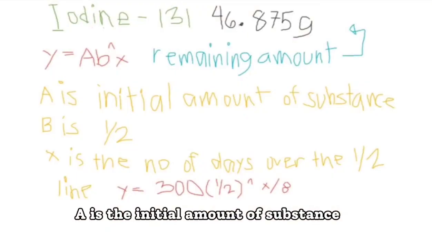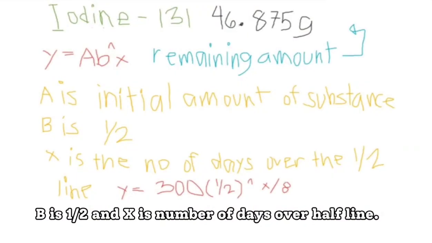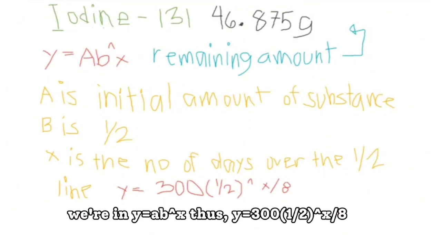A is the initial amount of the substance, B is 1/2, and x is the number of days over the half-life, wherein y is equal to A B to the x. Thus, y equals 300 times (1/2) to the power of x over 8.